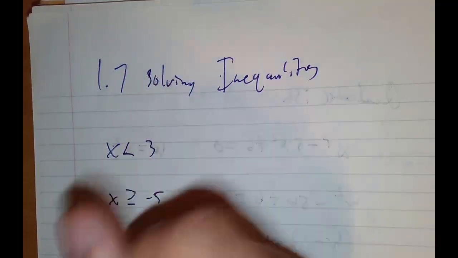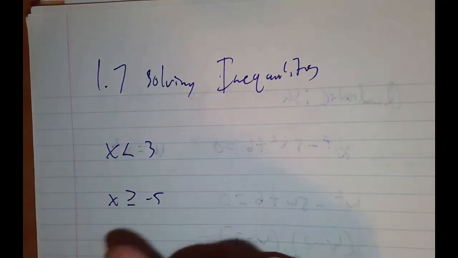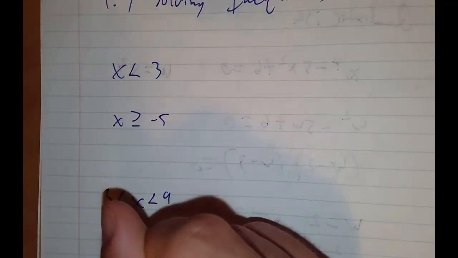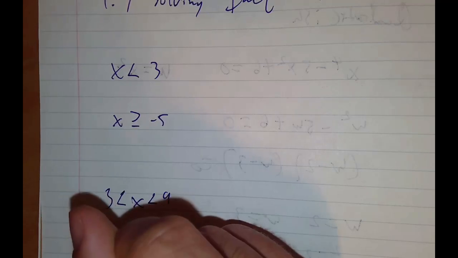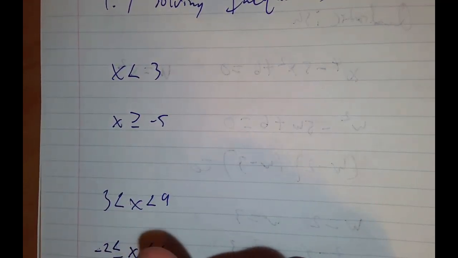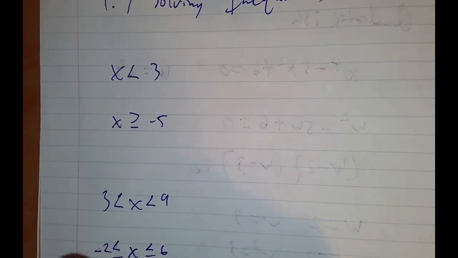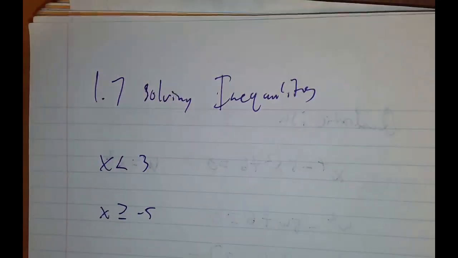So you see we have x less than 3, x greater than or equal to negative 5, and we've got x between 9 and 3, we've got x less than or equal to 6, less than or equal to negative 2, x less than or equal to negative 5, greater than 9, negative 9. So I just copied this straight from the notes. How do you write this?